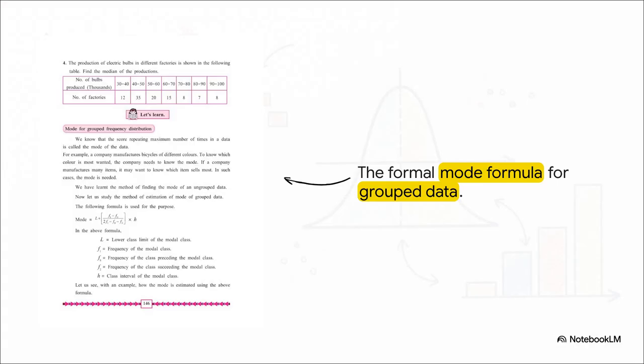Now here is the formal formula for estimating the mode of grouped data. I fully acknowledge that looking at L plus a big fraction with F1, F0, and F2 looks quite heavy on the eyes. But remember our approach from the median. This is simply just another recipe waiting for our carefully chosen ingredients.